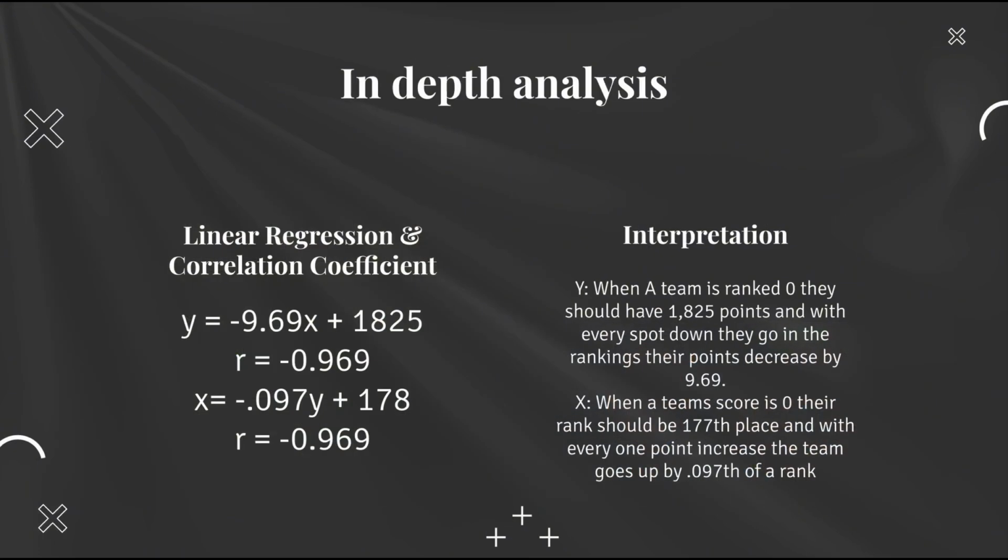For my linear regression and correlation coefficient, for my y equation, I got y equals negative 9.69x plus 1,825, and my r was negative 0.969. And then for my x equation, I got x equals negative 0.097y plus 178. My equation can be interpreted as when a team is ranked 0, they should have 1,825 points, and with every spot they go down in their rankings, their points decrease by 9.69 points.